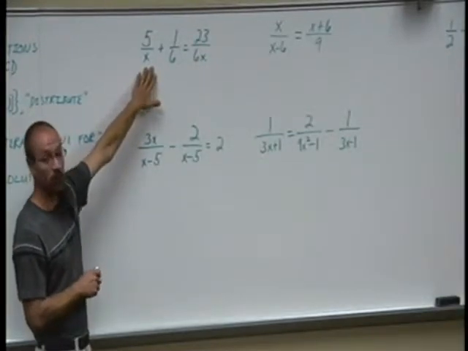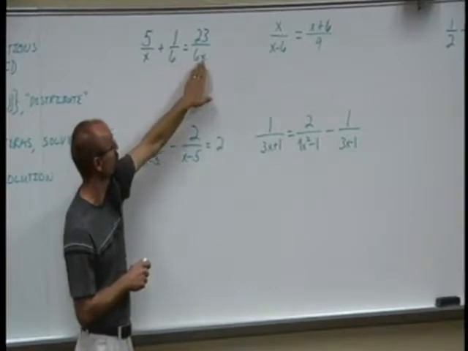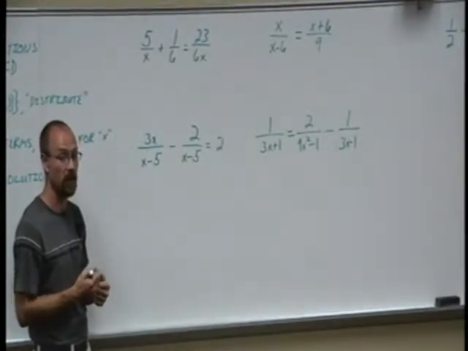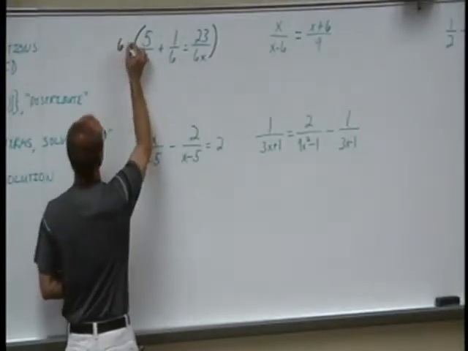Let's do this one first. We're going to identify the LCD. Well, we have the factors of x and 6 and x, so our LCD in this case to include all those factors would be 6x. So I'm going to multiply every term by 6x.